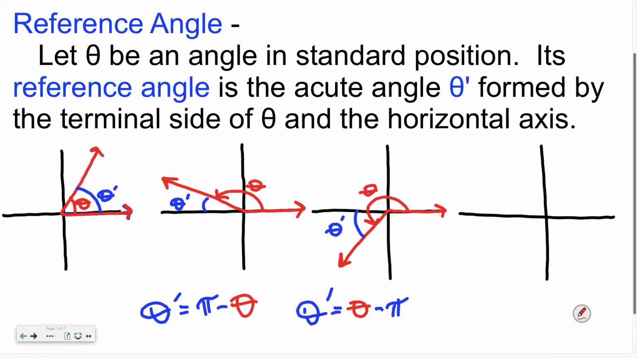And then if we have a fourth quadrant angle, our Pac-Man here. Don't you think it looks like a Pac-Man?